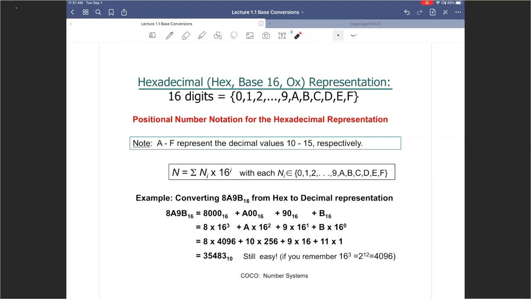What are the digits that belong to this? 0 through 9, same way as decimal. I need to go all the way to 16. I ran out of numbers, so I'm going to use letters instead, A through F.